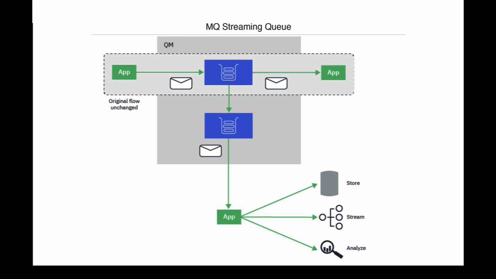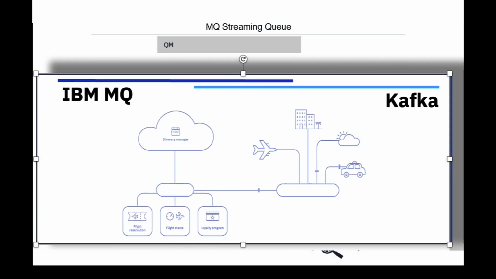So what we then can use the MQ streaming queue for are different use cases. Maybe we want to store an audit trail of messages, or maybe stream it out somewhere, or use it for analytical purposes. The most classical use case I've seen is to use it with Kafka. So IBM MQ is perfect for one-time transaction, and Kafka for more event-based type of use cases.